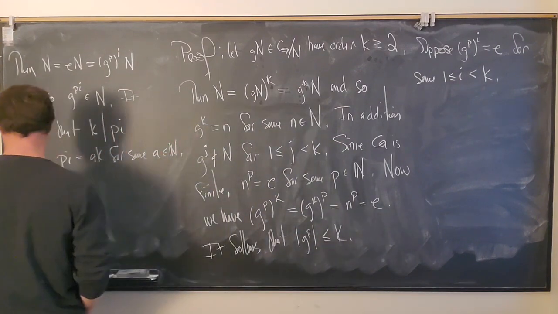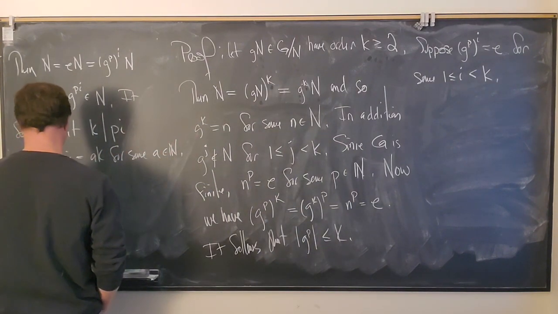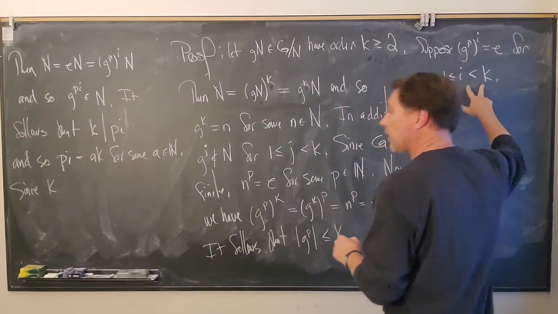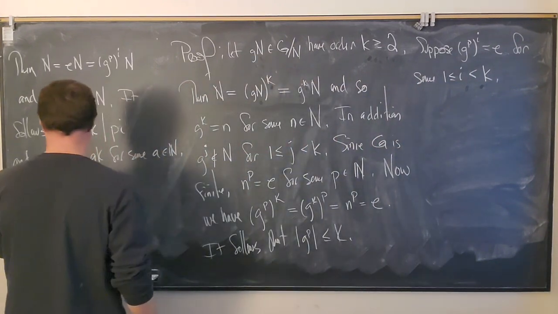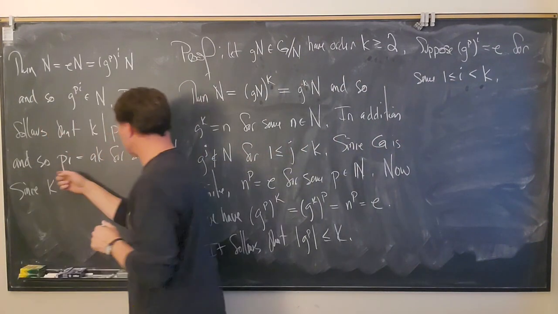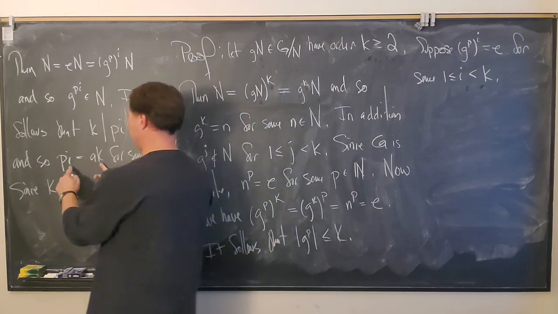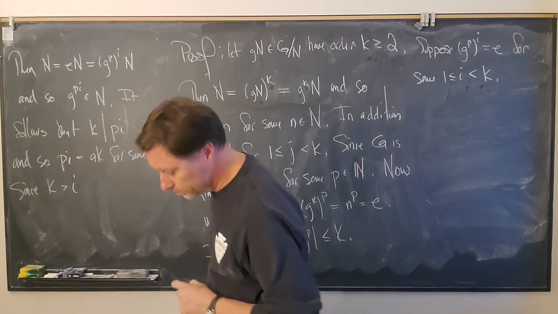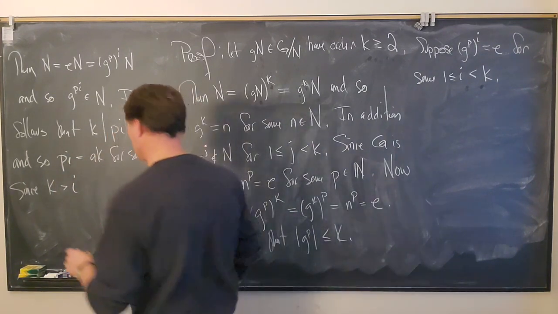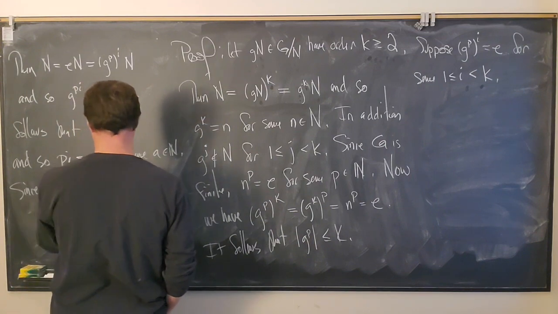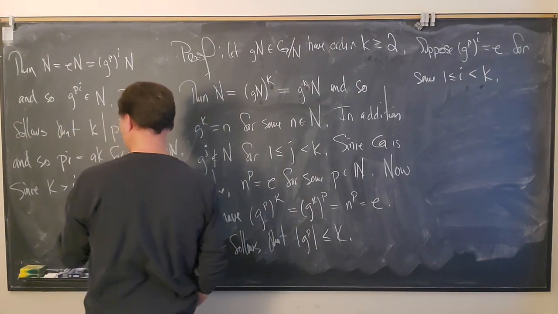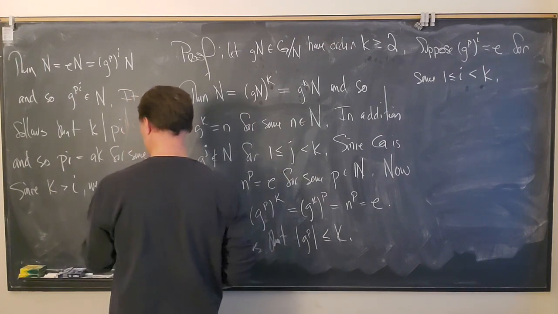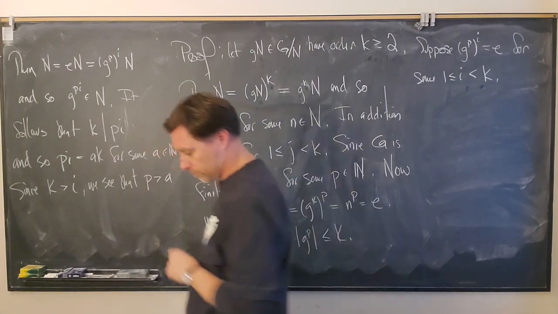Now, how does k relate to i? k is greater than i, and notice what we have here: k is greater than i, which means that p has to be greater than a. To balance this out, we would need p greater than a. So we see that p is greater than a.